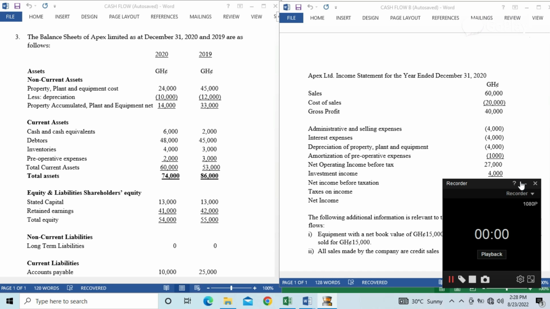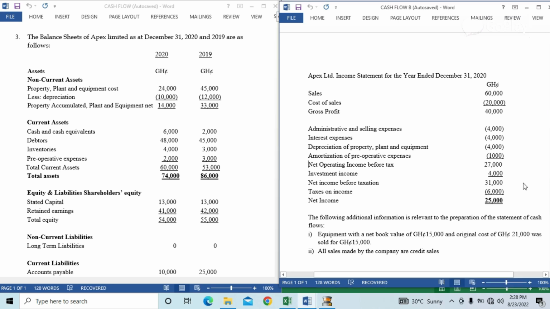Hello family. Today I'm going to take you through how to prepare a cash flow statement. I'm going to show you everything that you need to know about the cash flow statement from scratch to whatever level that you wish to be.